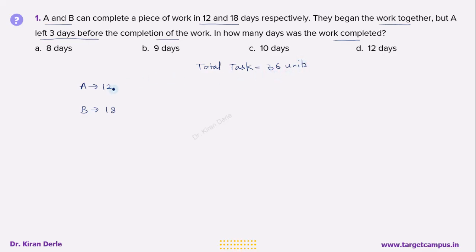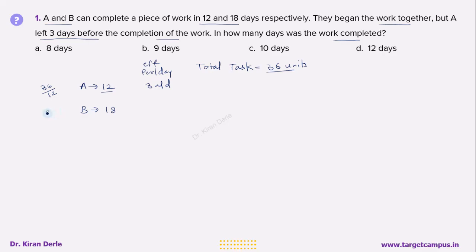Now the second step would be calculating per day efficiency, or efficiency per day, right? So what does this mean? If A can complete 36 units of task in 12 days, then in one day A would be doing 3 units, right? 3 units per day. 36 units in 12 days, so 3 units in one day.